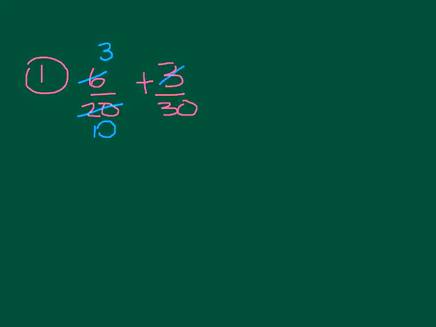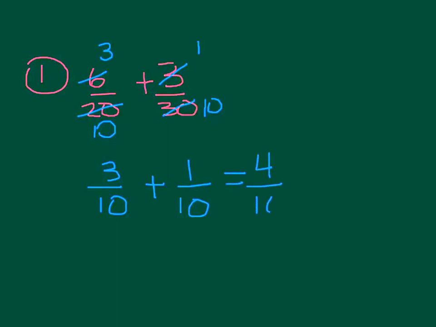This fraction, divided by 3, 1. Divided by 3, 10. Okay, now you see where we're going? This is 3/10 plus 1/10. That will make 4/10. Can I reduce? Of course I can. Both numbers are even numbers.